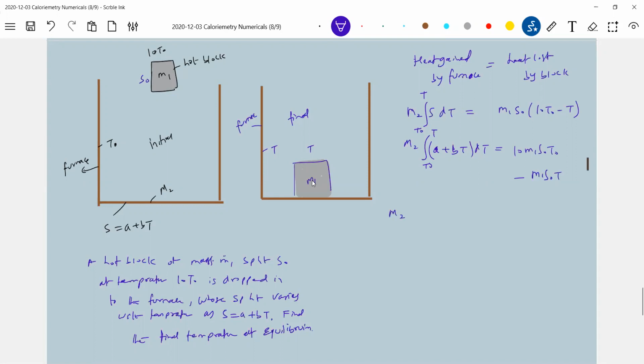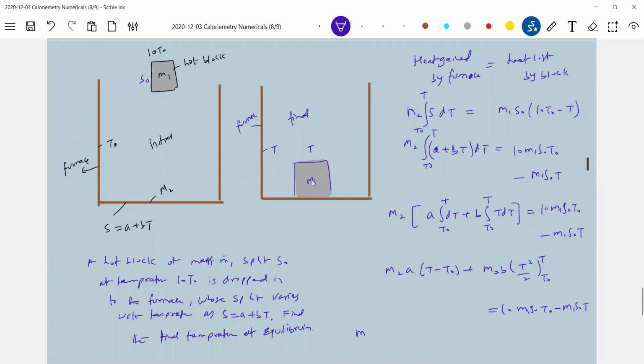Let's integrate this one. So M2 into this will be A dT plus B T dT. So this will be T naught to T. So this will become M2A (T minus T naught) plus M2B T square by 2, limits T naught to T. So this will be 10 M1 S naught T naught.